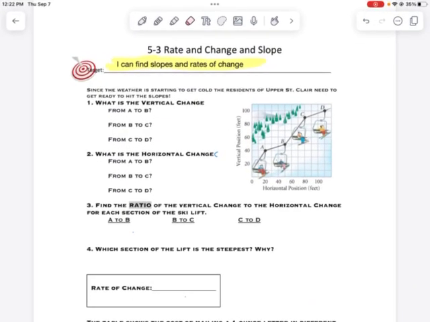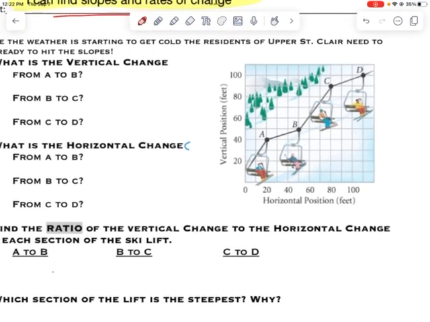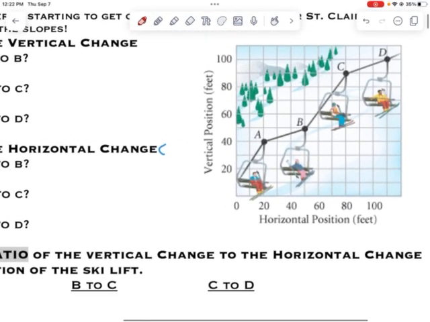All right, welcome to 5-3 notes, rate of change and slope. And so the target for today is I can find slopes and rates of change. All right, we're going to start off with a problem about a ski lift, okay? So we are ready to hit the slopes.